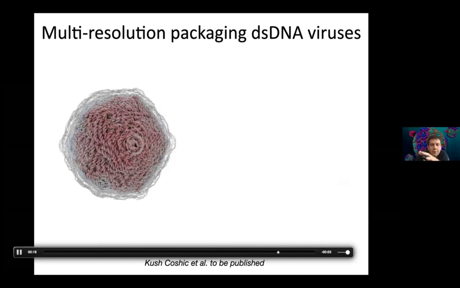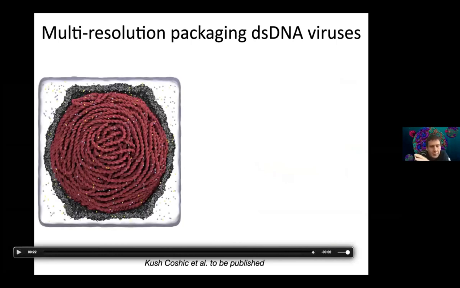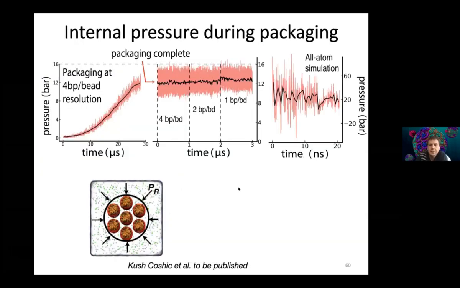But then we go through iterations of refinement, and at the end of the day, we arrive at a fully atomistic model of the packaged viral capsid. I think that's the first model of its kind ever built. And then we can run it using all-atom molecular dynamics simulations and study all kinds of things about it. I'm not going to spend too much time on it. At this point, I just want to say that we can do it.